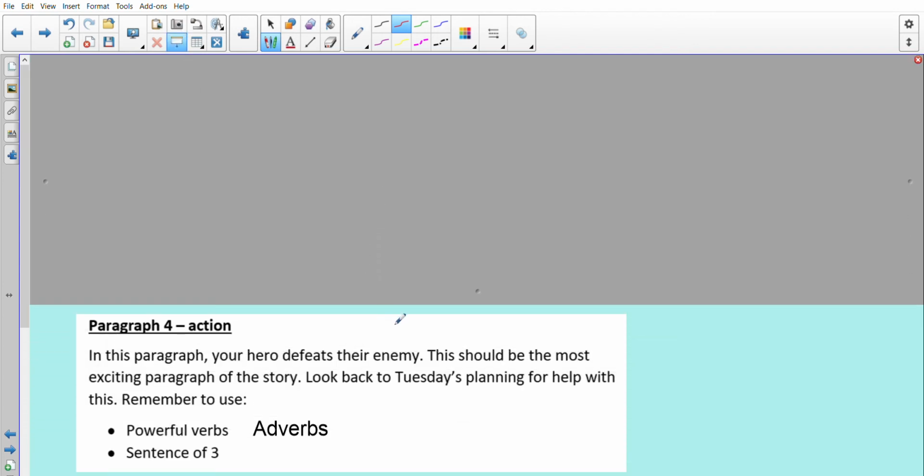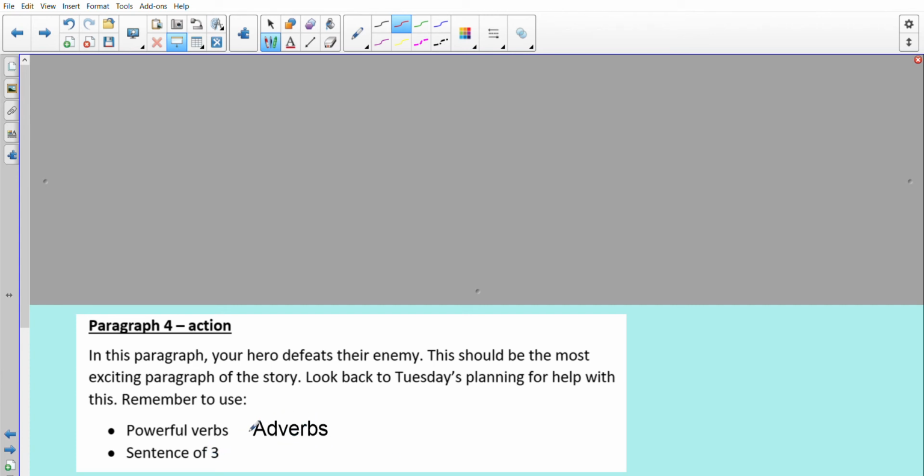Right, paragraph 4 is the action paragraph, isn't it? So we practiced this the other day on Tuesday. So in this paragraph, your hero defeats their enemy. This should be the most exciting paragraph of the story. Look back to Tuesday's planning for help with this. So remember to use powerful verbs, sentences of 3. We practiced those the other day.